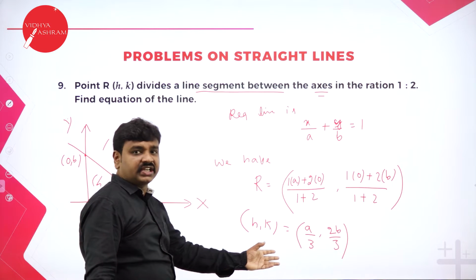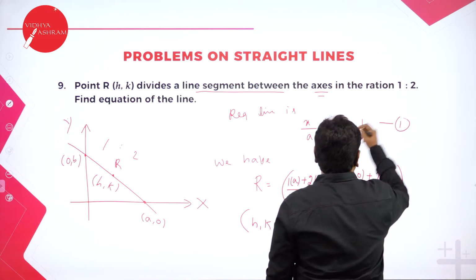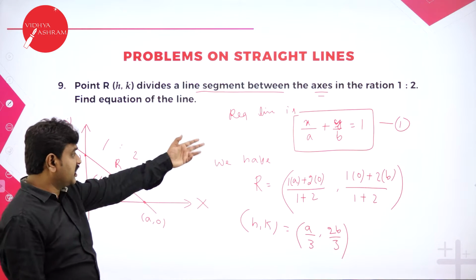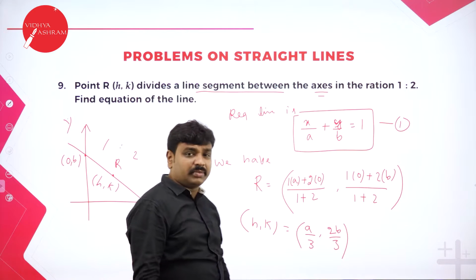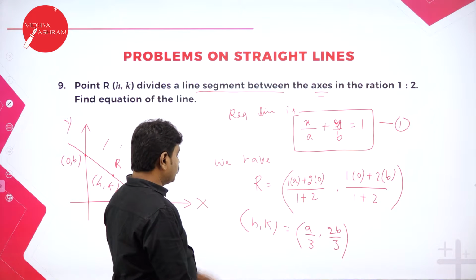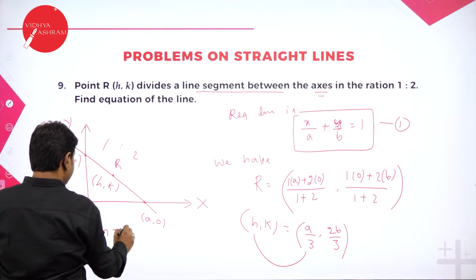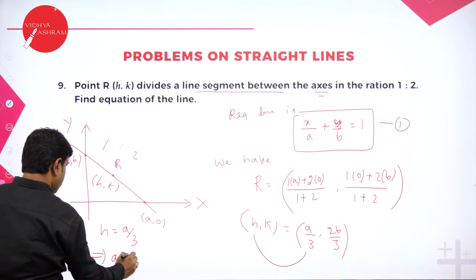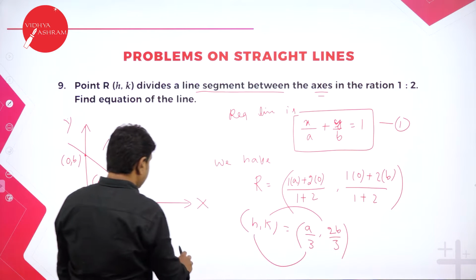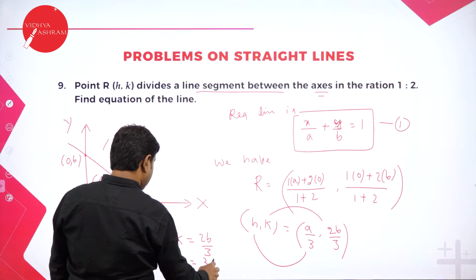Now equate and get h and k, or equate and get a and b. Substitute a and b. This is the answer. They want the equation of the line. I wrote the equation of the line in intercept form. So what is the equation of the line? x by a plus y by b equal to 1. But I need the values of a and b. In order to find them, equate the x coordinate with the x coordinate and the y coordinate with the y coordinate. So here h is equal to a by 3, that implies a is 3h. So you got a. And similarly equate the y coordinate with the y coordinate. So k is equal to 2b by 3, and you'll get b equal to 3k by 2.